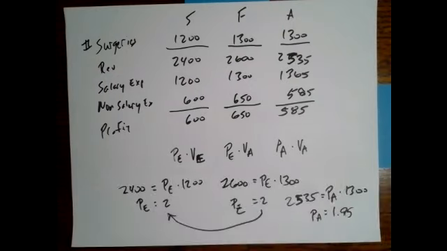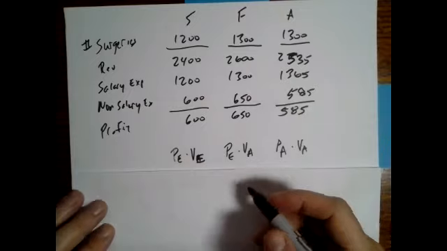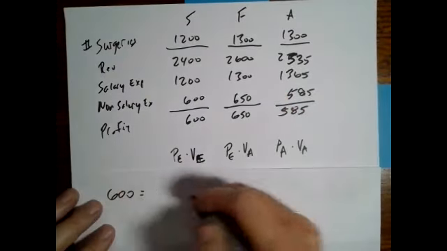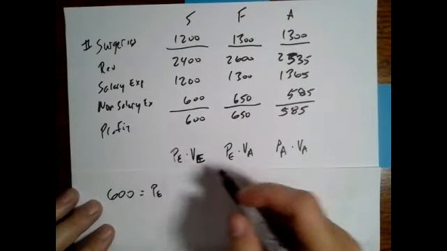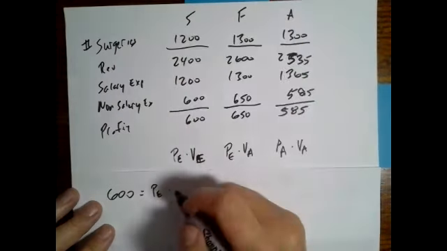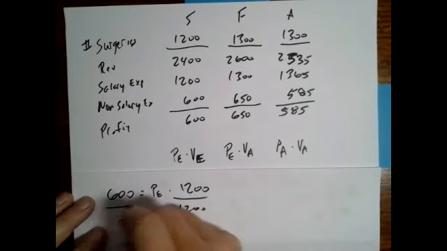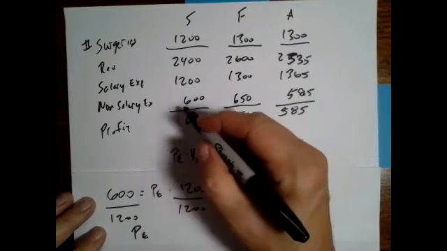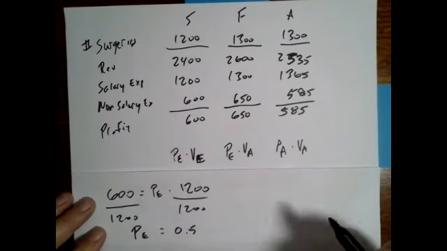And then next, non-salary expense. Well, non-salary expense on the static is 600. And again, price expected, or the cost per unit of non-salary expense, times the number of surgeries, 1,200. Divide through both sides by 1,200, and we get expected price of the non-salary expense per unit is equal to 0.5.